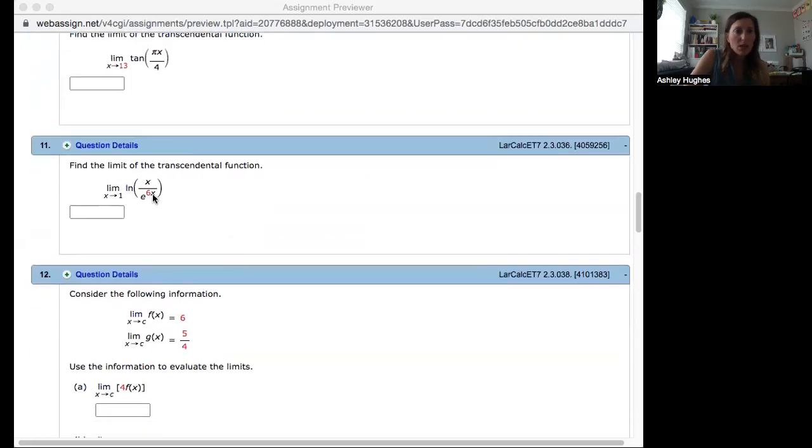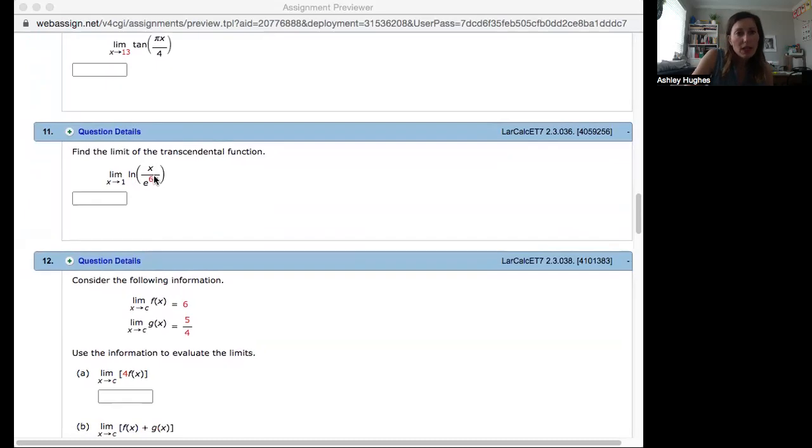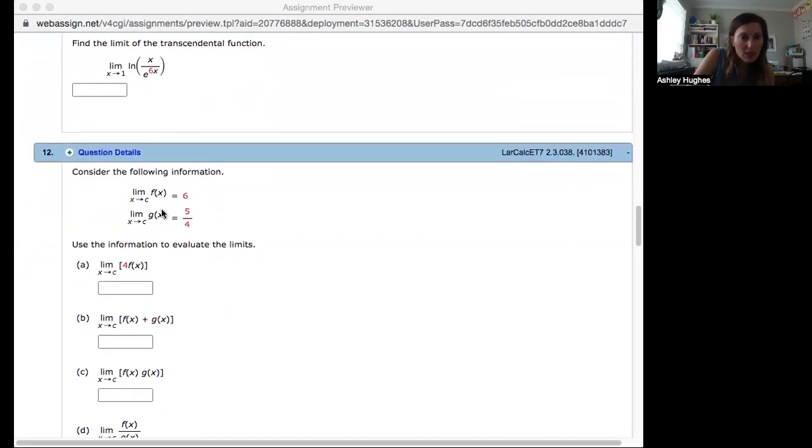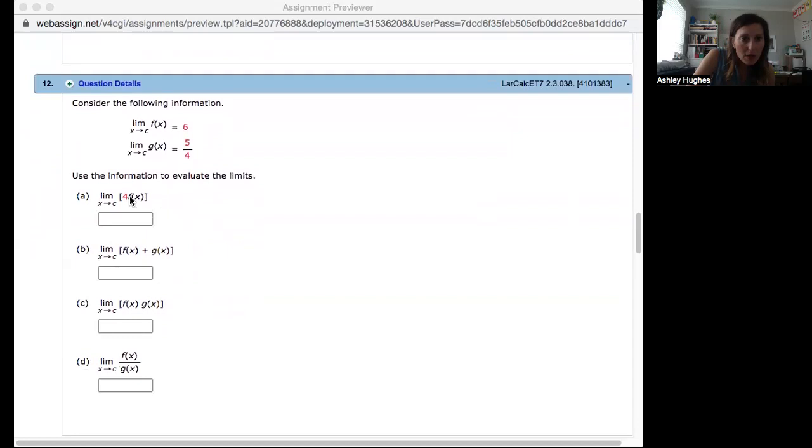11, you just plug in 1. You just plug in 1, you get 1 over e to the 6, that's okay. Number 12, you're going to plug in these values too. So this is actually a really simple section.